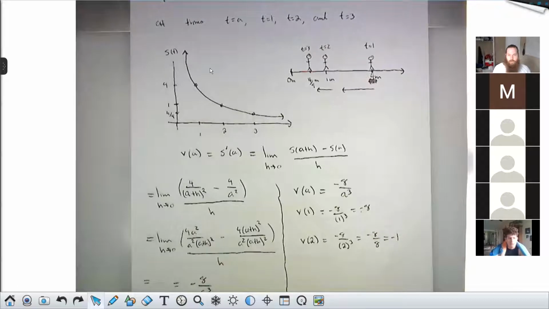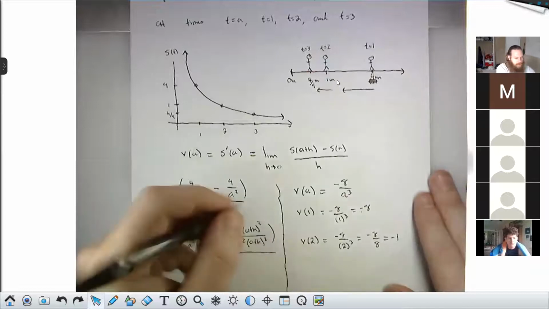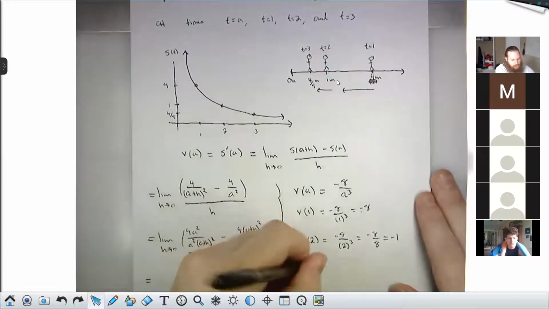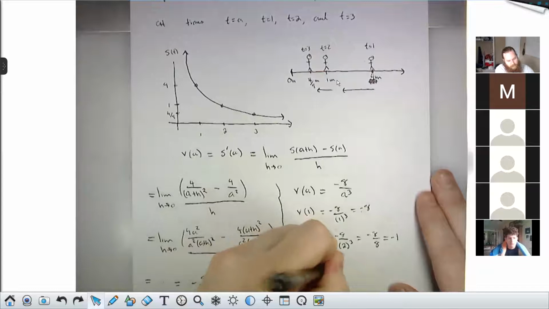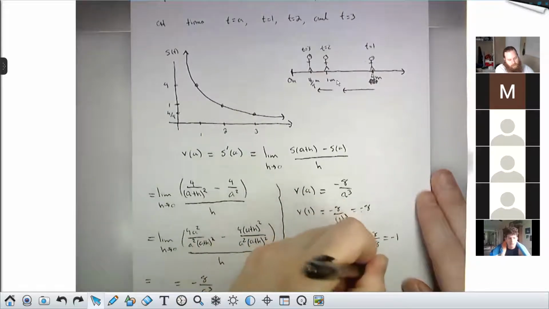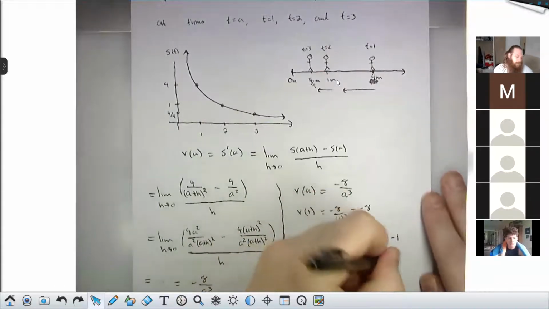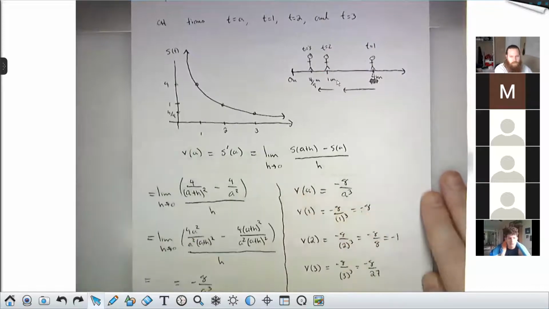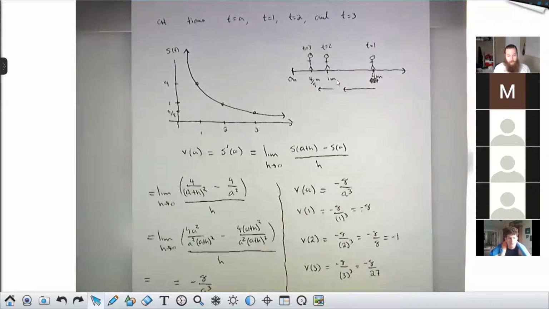So like we said from the graph, he's slowing down. At time t equals 1, he's running at 8 meters per second. At time t equals 2, he's running at 1 meter per second. And then we can look at time t equals 3. V of 3 would be negative 8 over 3 cubed, which is negative 8 over 27. And there are no common factors there. 8 and 27 are coprime.